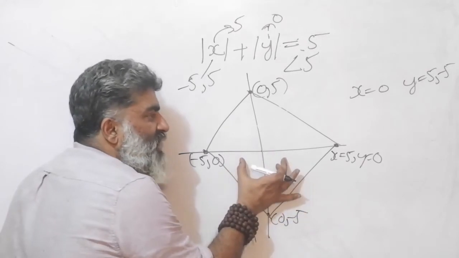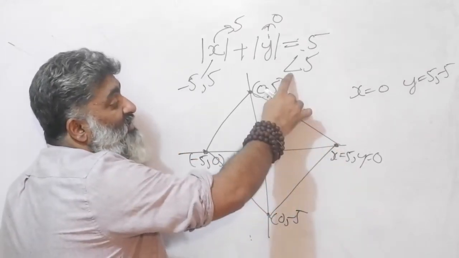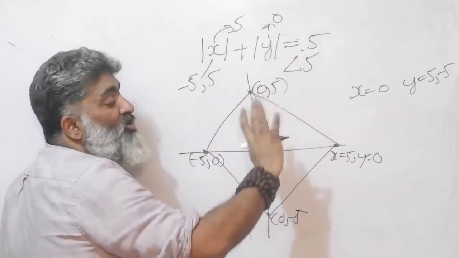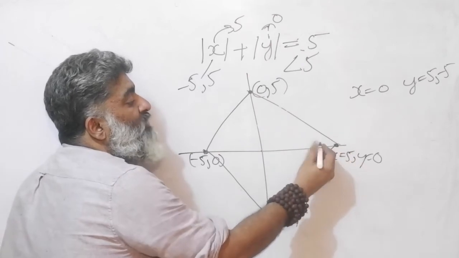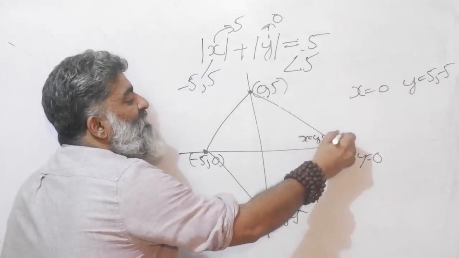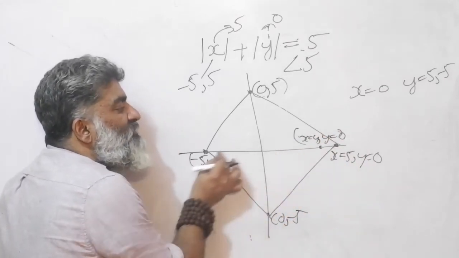So again, let me start with the x-axis. Can I use minus 5 and 5 because it said less than 5? If I put x is equal to 5, y is equal to 0, I'll get equal to 5. So 5 is not okay. But what would be okay? x is equal to 4, y is equal to 0. So I'm going line by line. How many integers on this line?